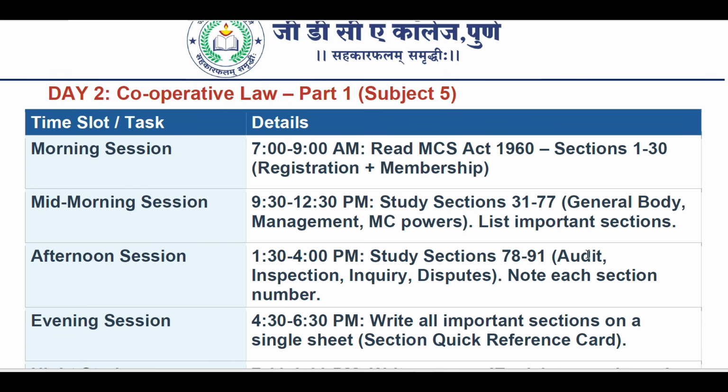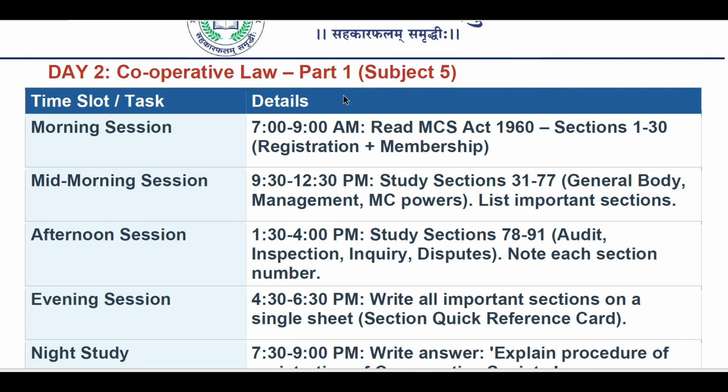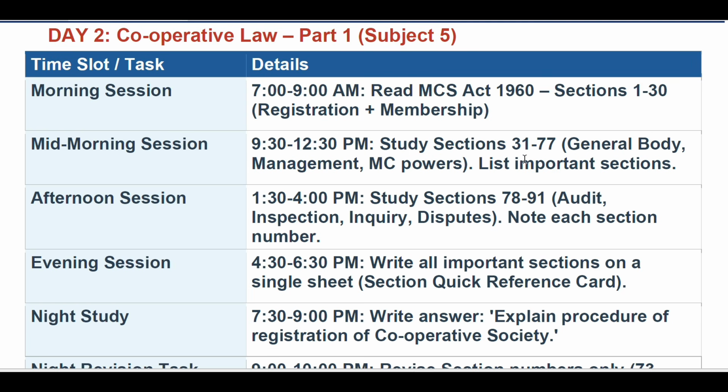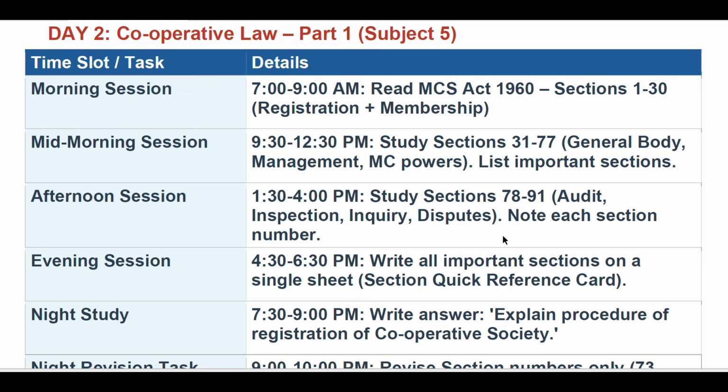Then day 2: Cooperative Laws Part 1, Subject 5. In the morning session, read the MCS Act 1960, Sections 1 to 30, registration plus membership. Then next session, study Sections 31 to 77, general body, management, managing committee powers. List important sections. In law there are sections, and these sections are very important. You will have to memorize all the sections which we have given in previous videos, the section numbers and everything.